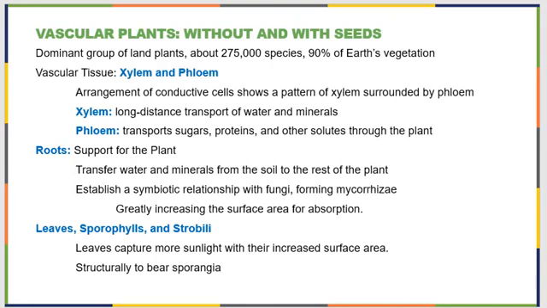Vascular plants also have true roots, which support them and transport water and minerals. And then finally, they have leaves, which can be specialized into sporophylls or strobili. Leaves capture more sunlight thanks to their nice increased surface area, and they can be changed to structurally bear sporangia. We're going to talk about the sporophylls and the strobili when we get to angiosperms.